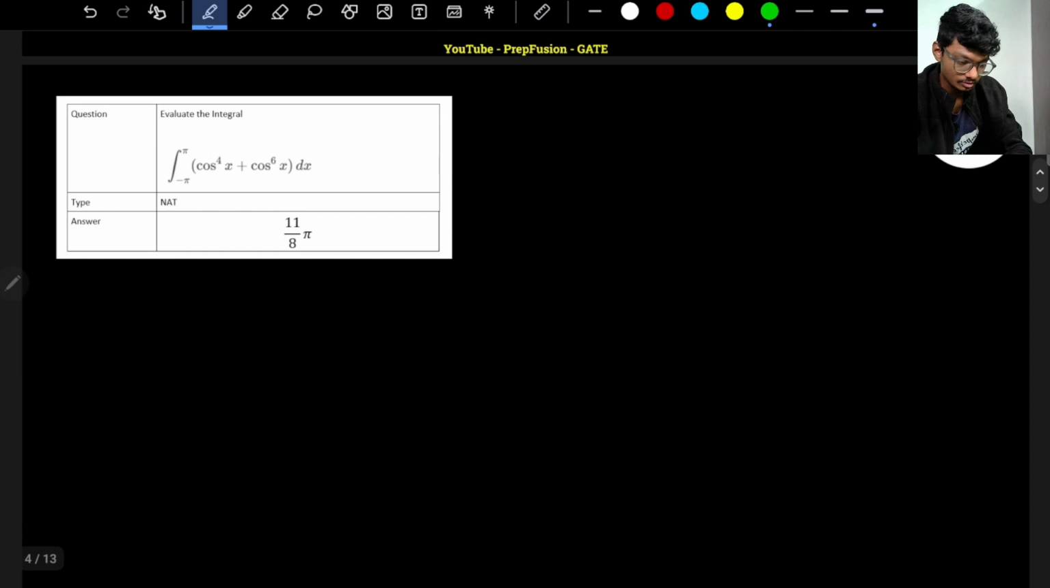Let's solve the next question. Next question is a good question, because you have to know a formula to solve it. Now you have to evaluate the integral.